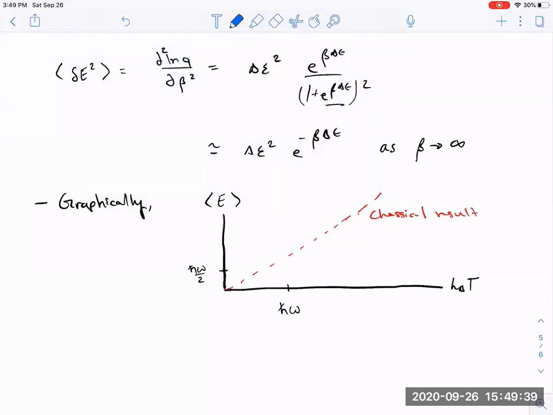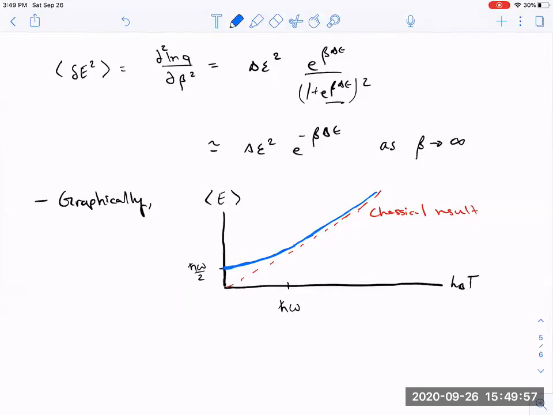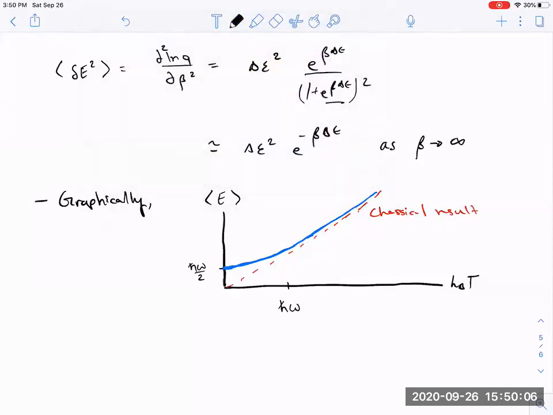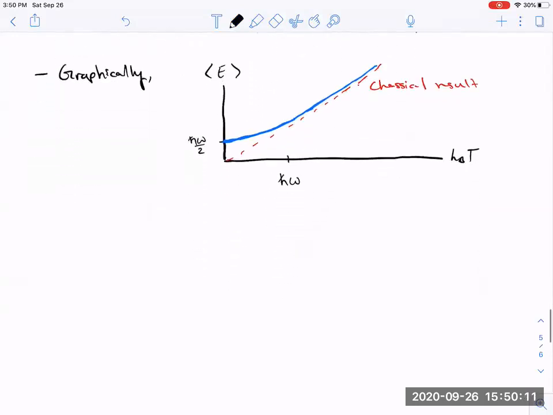Quantum mechanically, we know we start in the ground state. We will approach that classical result. And the relevant scale by which we begin behaving classically is when kBT is going to be much, much larger than that relevant energy scale set here by h bar omega. So we see strong deviations from the classical result at temperatures lower than the characteristic energy scale for excitations.